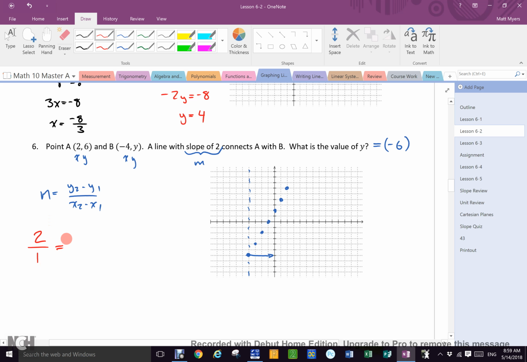now, what does that equal? What is y2? Who decides? You decide. So which is y2? Somebody volunteer. You're going to make 6 y2. All right, so that's y2, so that's y1, right? So what do I write first? 6 minus y over what? 2 minus 4, correct? Now simplify. 2 over 1 equals 6 minus y. What's 2 minus 4? 6. How do I solve that?